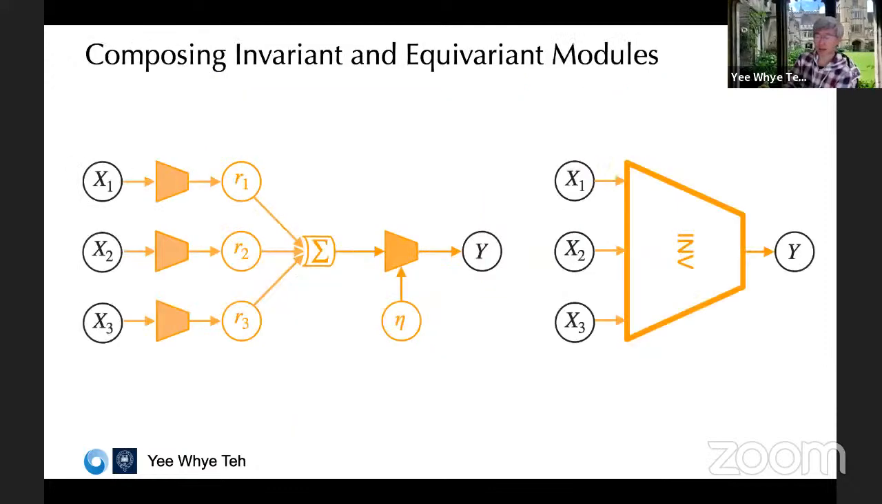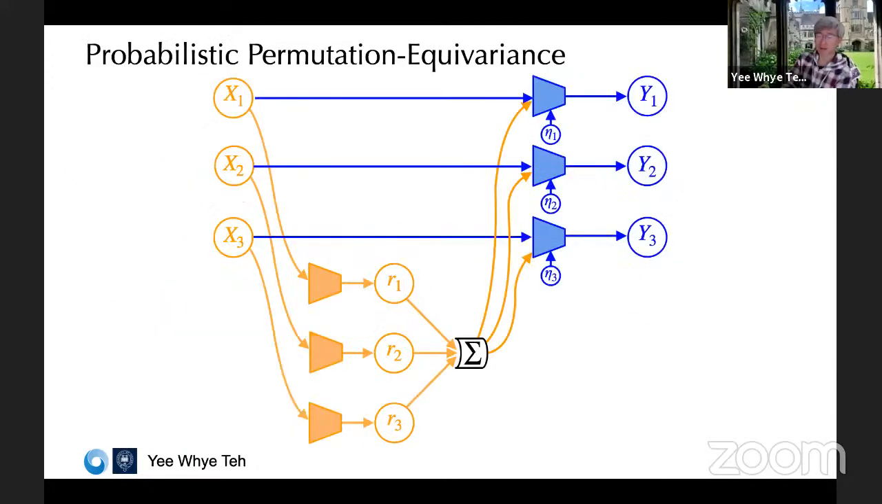Right. So that's the statement of the theorem, which says that any function which is permutation equivariant has to have this form. And any conditional distribution which is permutation equivariant also has to have this form if the y's are conditionally independent given the x's.